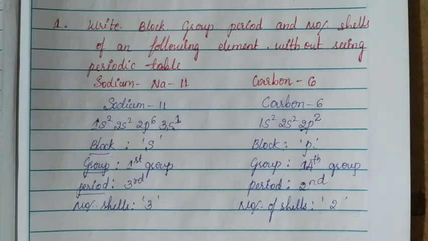Children, up to now we have discussed the trends of the modern periodic table such as valency, atomic size, electropositive character or metallic character, electronegative character or non-metallic character, and some in-text questions. And the chapter is completed now. Yes, I hope that all of you understood very well. Thank you.